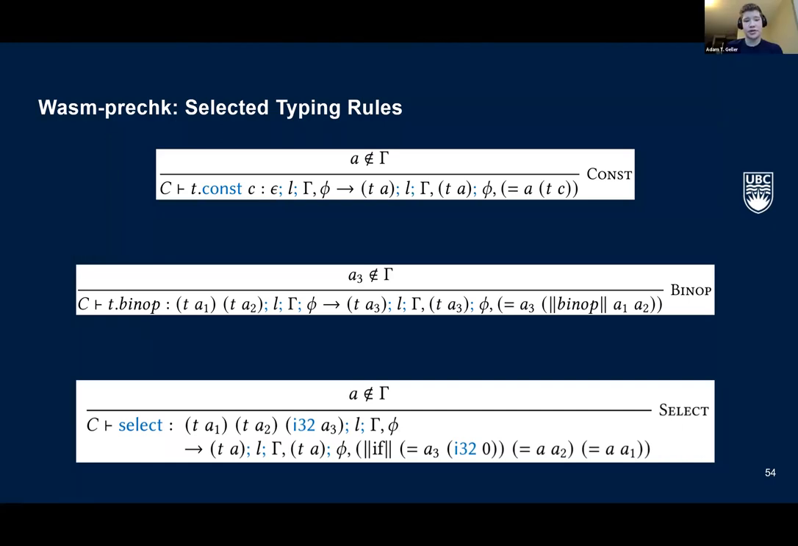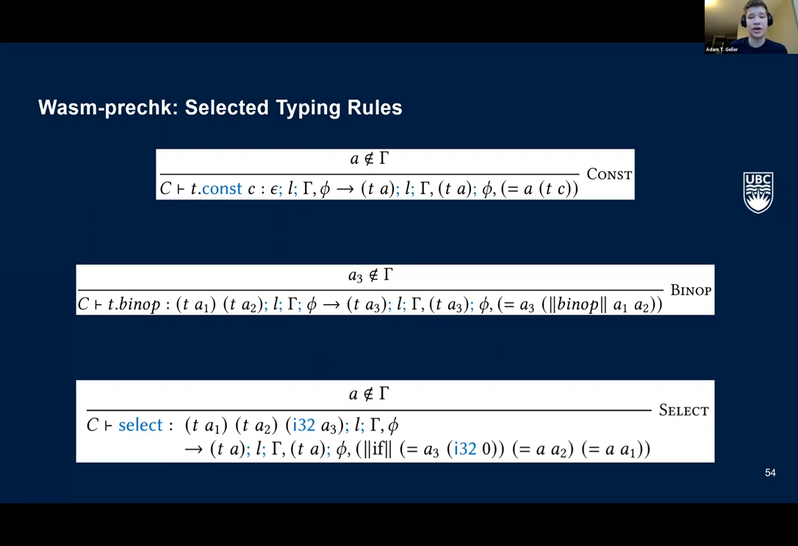Right, so the rule for constant, if you squint a bit, looks sort of like the WebAssembly rule for constant, in that we have an epsilon to represent the stack in the precondition, and then we have something of type T to represent the stack in the postcondition. We carry around L because the constant instruction doesn't modify local variables.